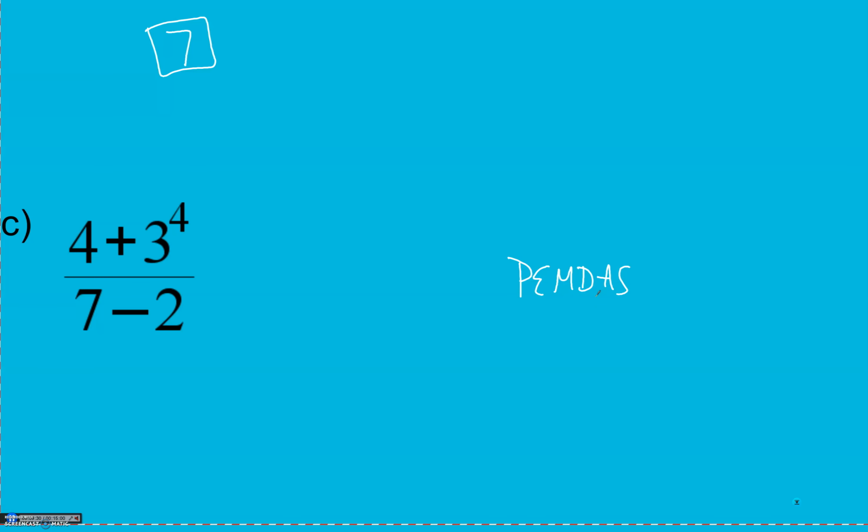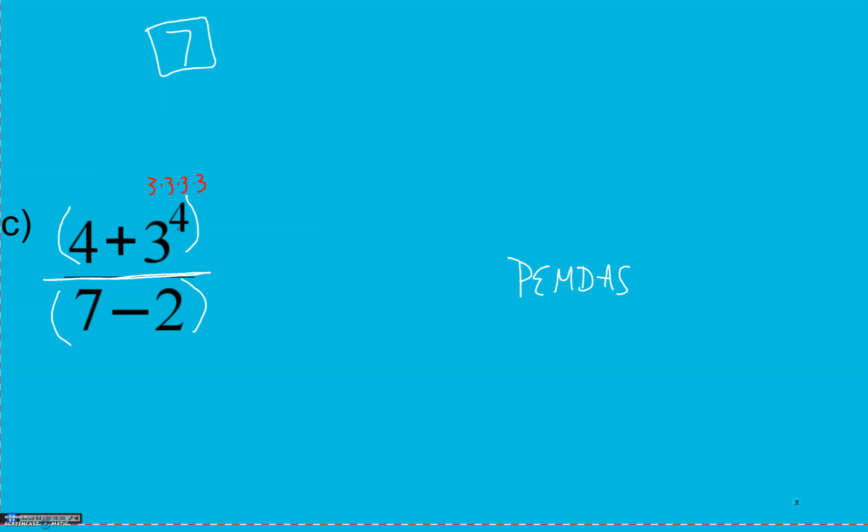Okay. Here, P for parentheses or any grouping symbols, remember that fraction bar counts. So it's like these are both in parentheses, and we need to simplify those first. We had to simplify our numerator completely and simplify our denominator completely. In my numerator, I have exponents, so I'm going to do that part first.